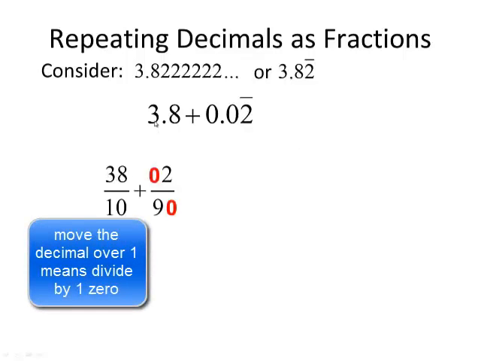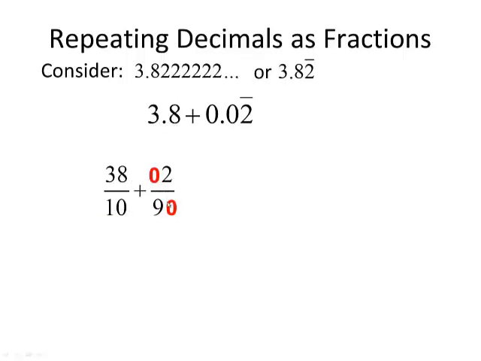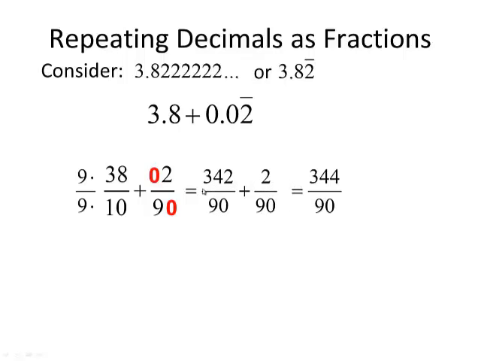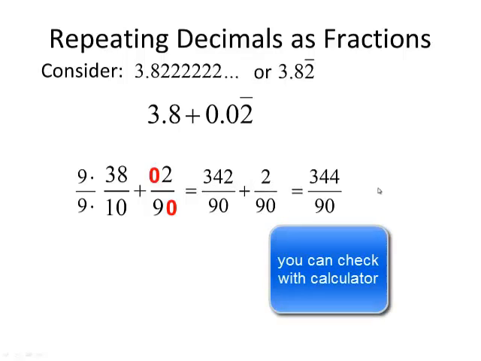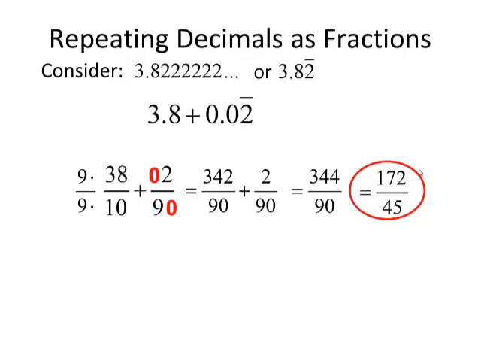Okay, so 3.8 is 38 over 10. Leave a space, so that means we add a 0 to the 9. And the common denominator is 90, so multiply the numerator and denominator by 9. And I got 342 over 90 plus 2 over 90. Adding the numerators together, I get 344. Reducing that by 2, I get 172 over 45.